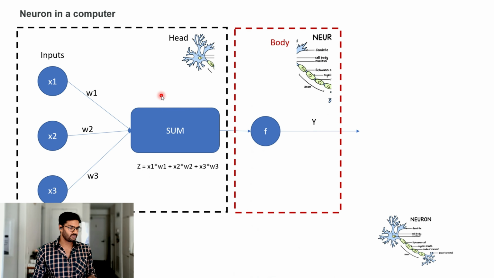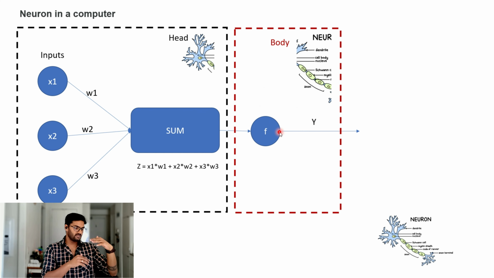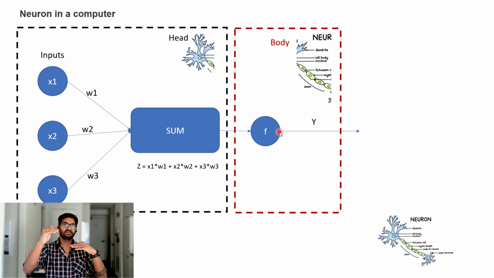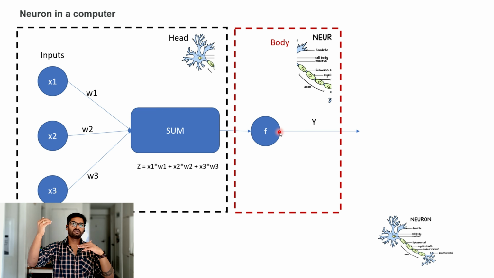The second part of the neuron is the body of it, where I said we will use some activation function. So for example, what an activation function means is if the value of this summation, x1 into w1 plus x2 into w2, the Z value, is greater than, let's say, 70%, we'll call it 1. If it is less than 70%, we'll call it 0.